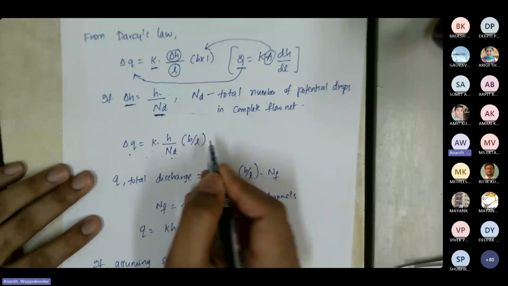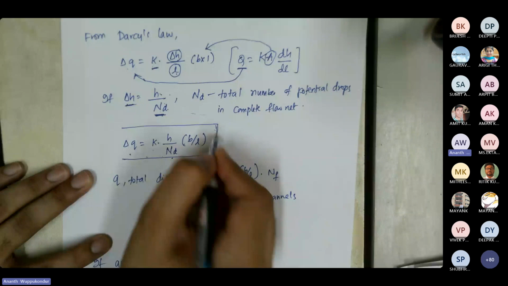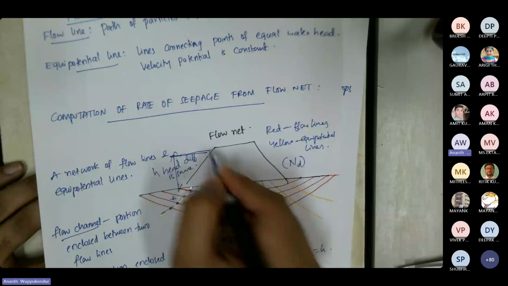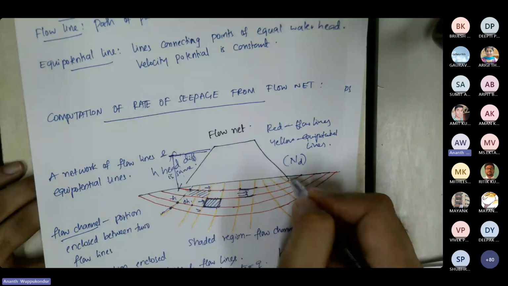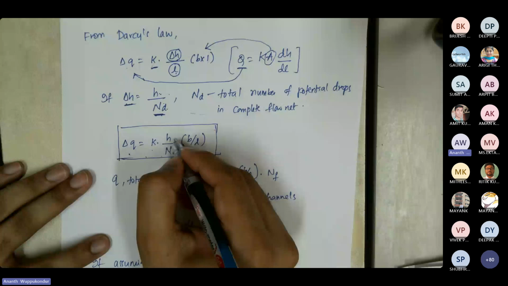So this is the flow rate. If you know the total head, which is what we generally know, because generally we only know the water level on the upstream and the water level here, and we would not know the individual head drops, then we make use of H and the number of drops and multiply with B by L.